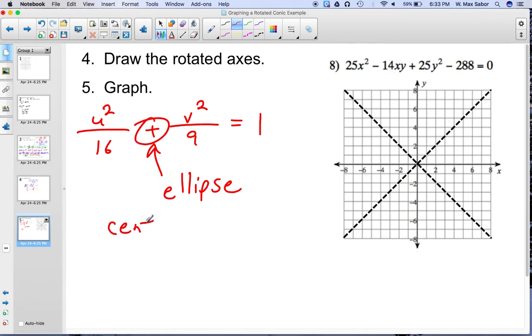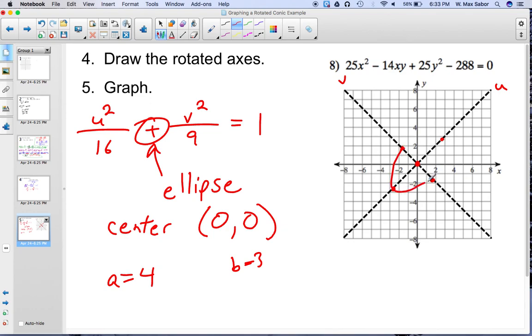The center of the ellipse is at 0, 0. A, in the horizontal, while this is in the U direction, is going to be 4. So I'm going to go about 4 that way and 4 this way. And now B is 3, so I'm going to go 3 here and 3 there. And now I'm going to connect those, and that's going to give me my approximate ellipse. So that is how we can graph this rotated conic.